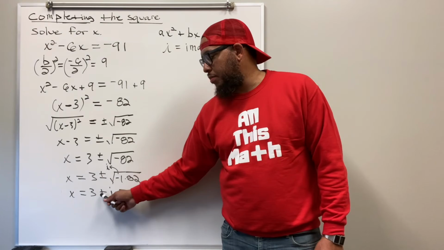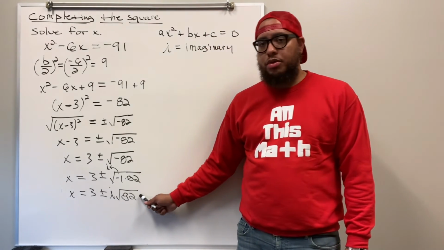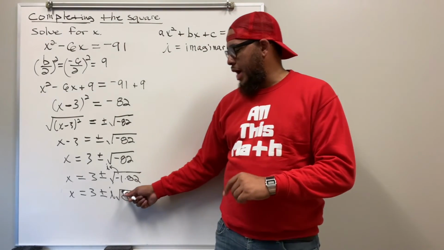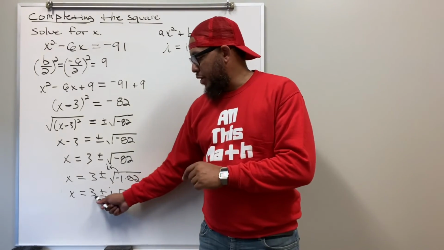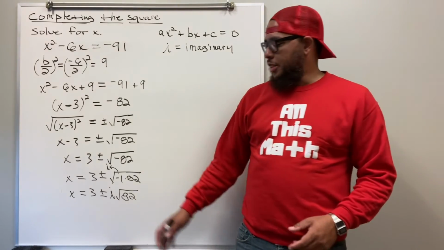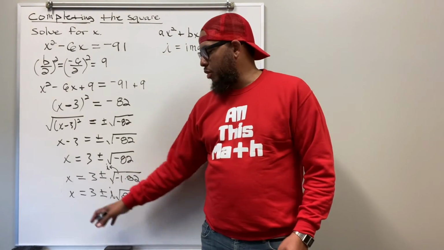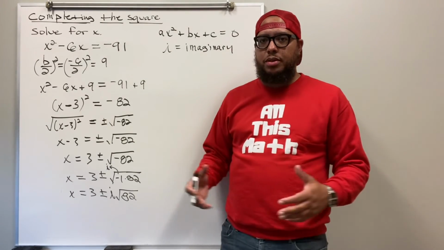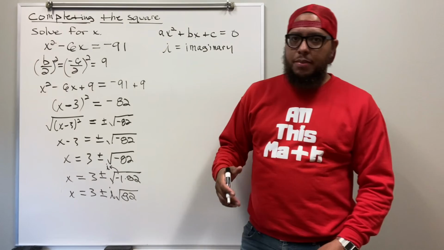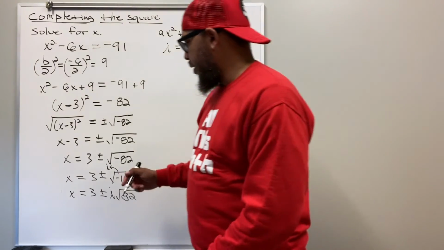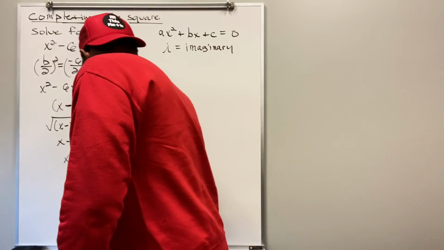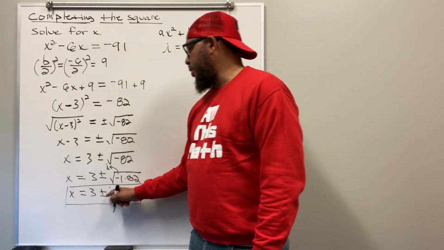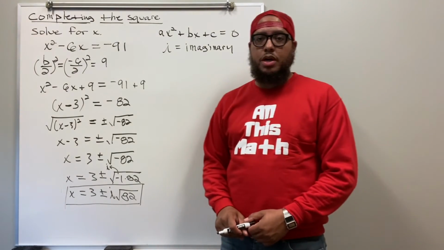x is equal to 3 plus or minus i times the square root of 82, right? So our two answers are actually 3 plus i times the square root of 82, as well as 3 minus i times the square root of 82. But this is not a real number solution anyway. This will be in the complex number realm, that we can get into more deeply in another video. But right here, this is our solution. Boom. x equals 3 plus or minus i times the square root of 82.